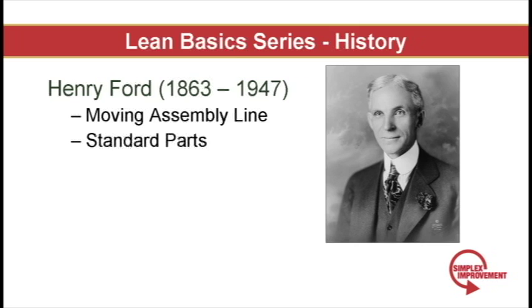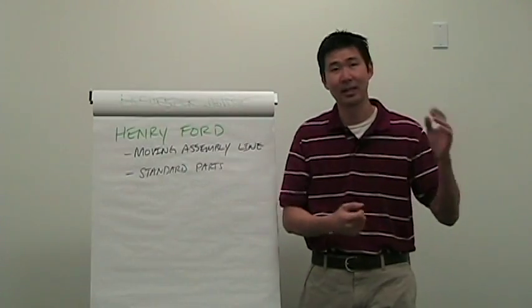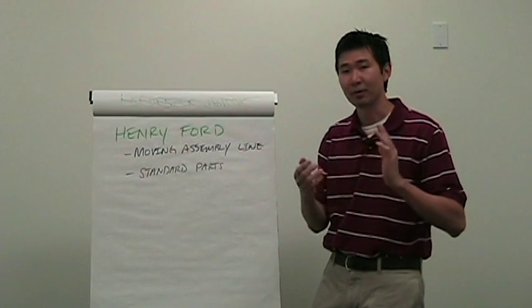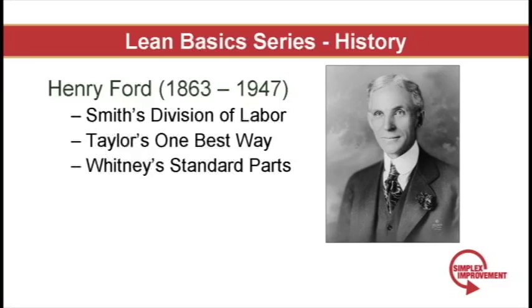The story goes that he went to a slaughterhouse and watched cows being moved along a moving line. Each worker would take off whatever portion he was responsible for. So he'd take off the hind quarter, and the next cow would come, and the worker would take off the hind quarter again and again and again. He reversed this, and then started assembling cars based off of this. So he not only made the moving assembly line, but he applied Smith's division of labor along with Frederick Taylor's one best way. And he applied those to the moving assembly line and gained great efficiency off of that.